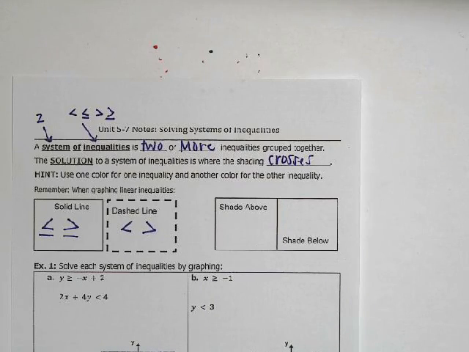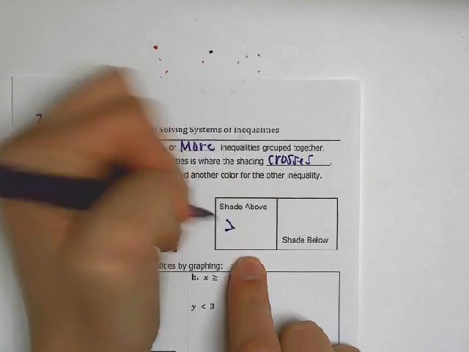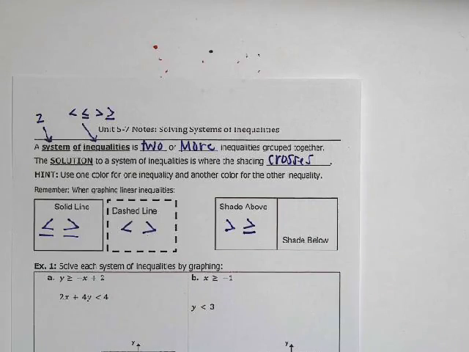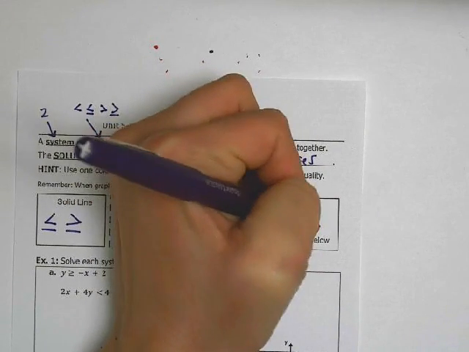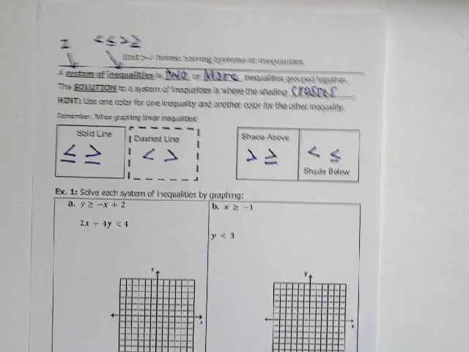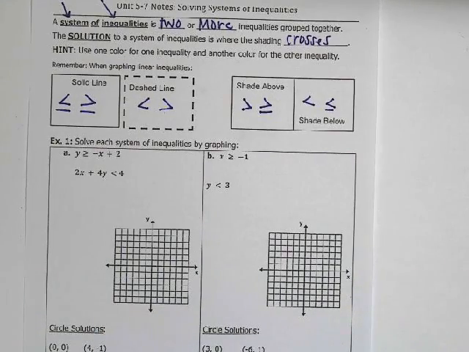How do I know when to shade above? Greater than or equal to. How do I know when to shade below? Less than or equal to. Okay, are you ready? All right. Simple one. Solve each system of inequalities by graphing.